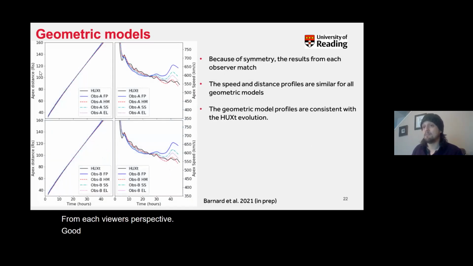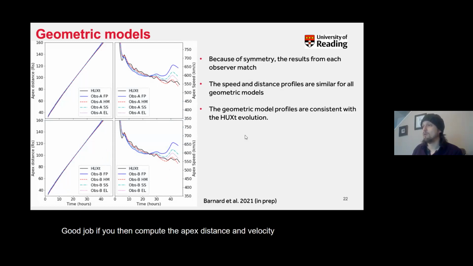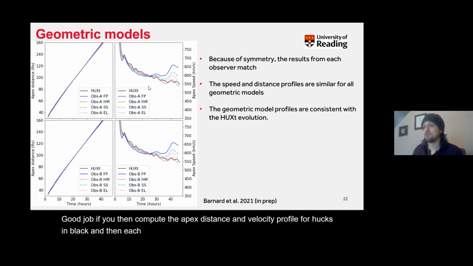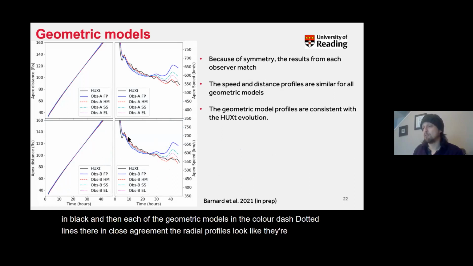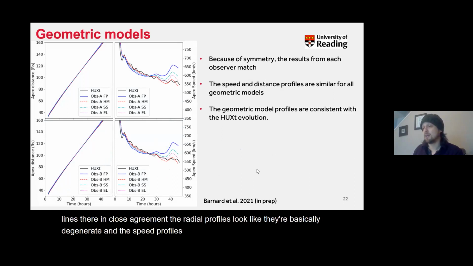If you then compute the apex distance and the velocity profile for HUXt in black, and then each of the geometric models in the colored dashed and dotted lines, they're in close agreement. The radial profiles look like they're basically degenerate, and the speed profiles are close to each other, barring a little bit of numerical noise.